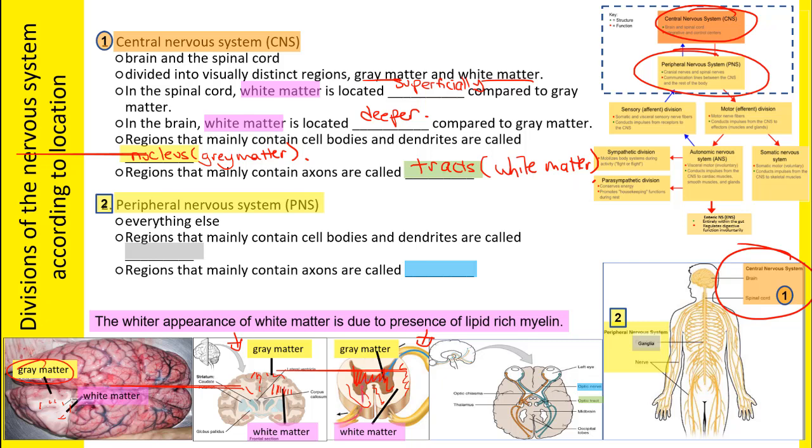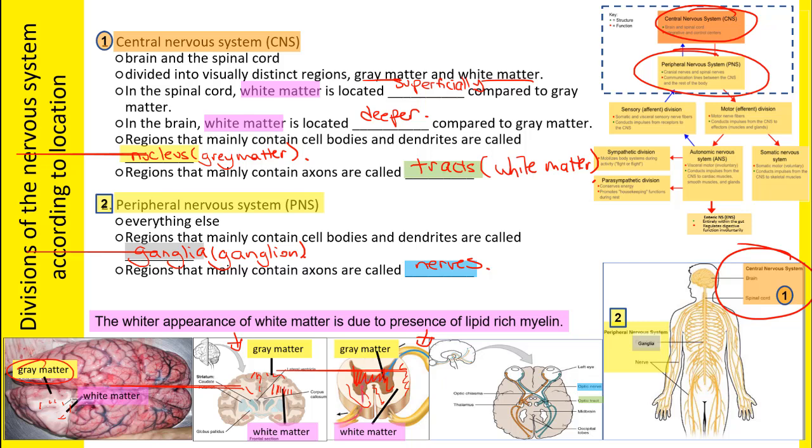The peripheral nervous system contains neurons that are not found in the central nervous system, right? So everything that's not in the brain and not in the spinal cord. In the peripheral nervous system, regions that contain mainly cell bodies and dendrites are called ganglia, or ganglion for singular. And regions that contain mainly axons are called nerves. We're going to talk about that as we move along.